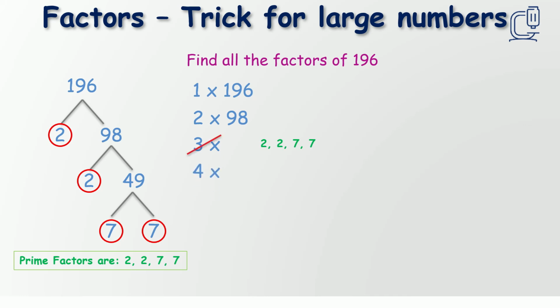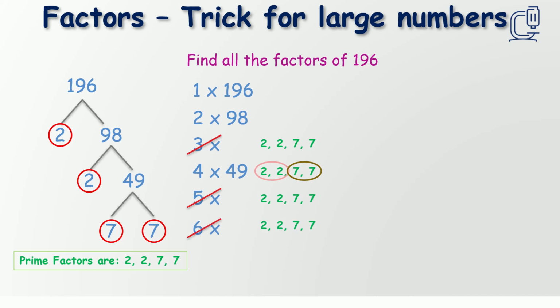And let's move on to 4. Now 4 we can make by using 2 times 2, and the remaining prime factors of 7 times 7 give 49. So we know that 4 times 49 is 196. So 4 is a factor of 196. For 5, we do not have a 5 in the list of prime factors, so 5 is not a factor of 196. Again with 6, we can't make 6 from the prime factors, so 6 is not a factor of 196.